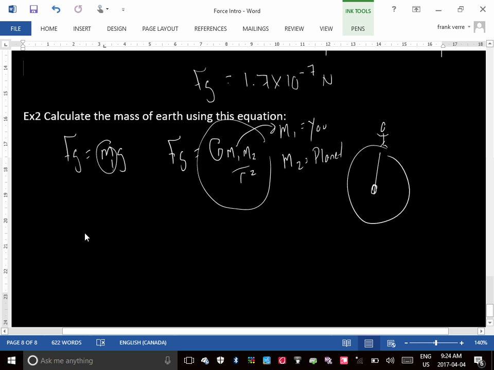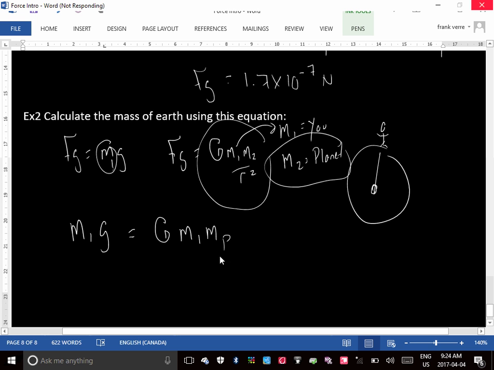Well, what we're going to do is set these two equations equal to each other. So my weight equation is basically m times little g, right? And that would equal big G times m times the mass, I'm going to call it MP, mass of the planet, because M2 is the mass of the planet. So I'm going to call it MP, all right? And this is over r squared.